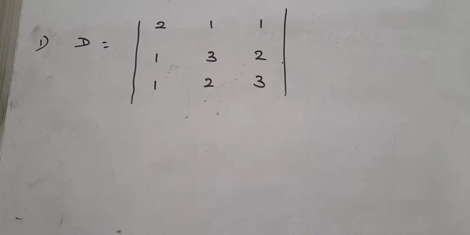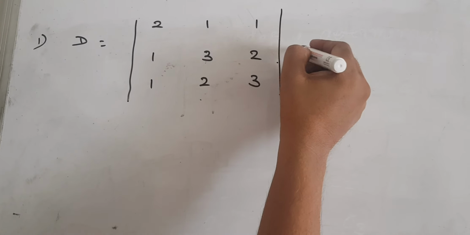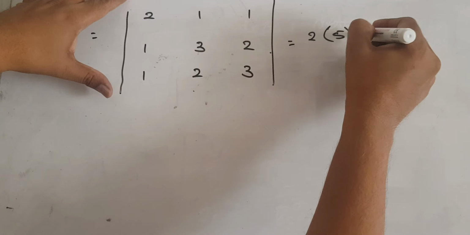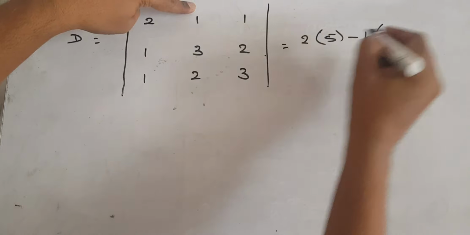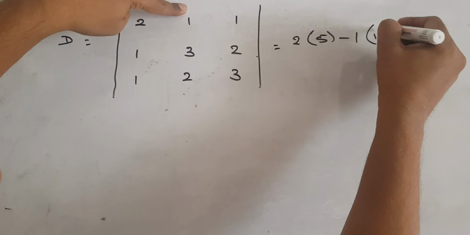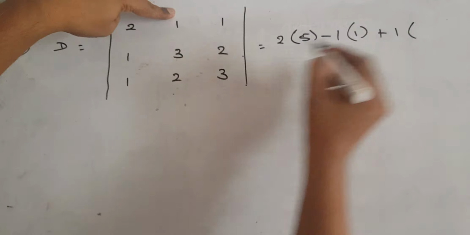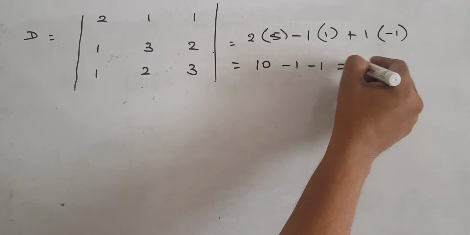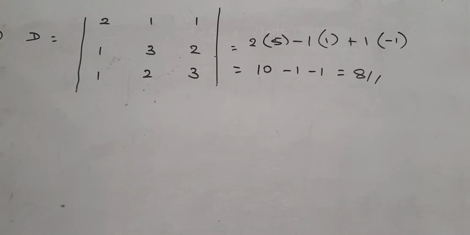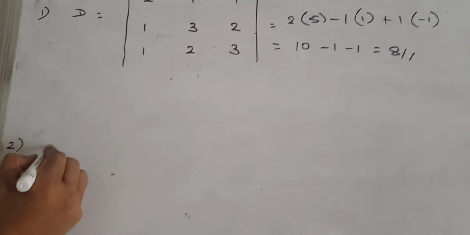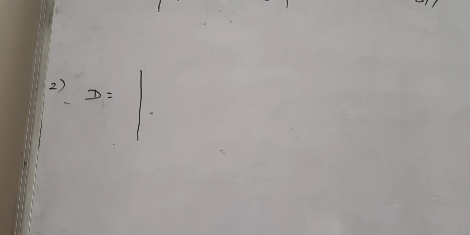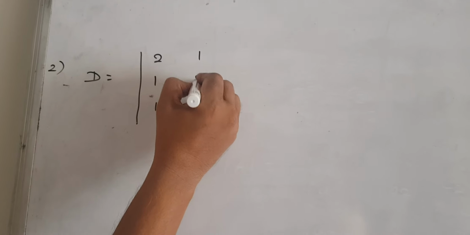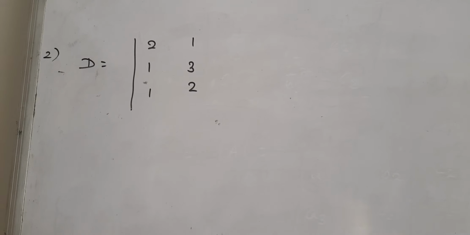Okay, how do we solve? So can I say 2 into 9 minus 4 is 5. Once you are clear, you can do it directly like this, verbally. 3 minus 2 is 1, plus 1 into 2 minus 3 is minus 1. So it should be 10 minus 1 minus 1. So answer is 8. Let me go to another example. D is the determinant of 2 1 1, 1 3 2 and 1 2 3.